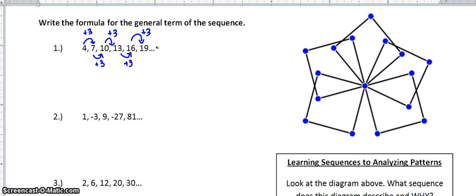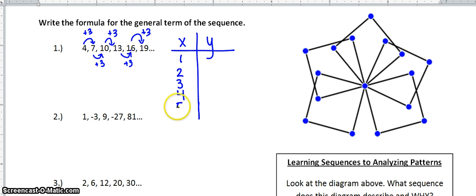We want to work towards writing a formula for the general term of a sequence. And I want you to start comparing sequences to functions a little bit. I'm actually going to literally write this as a function, although I know it's not. Let's call x the order in which the term appears in the sequence. So this is term 1, term 2, term 3, term 4, term 5, term 6. So x is the order of the element in the sequence. And let's call y the output, which is what the term of the sequence is. So 4, 7, 10, 13, 16, 19. Now, every time you look at a sequence, you might not compare it to a function, but I think this is an easy context to understand.